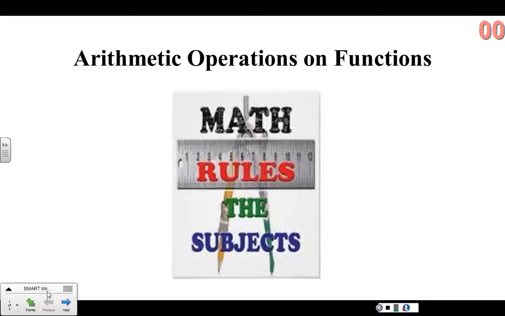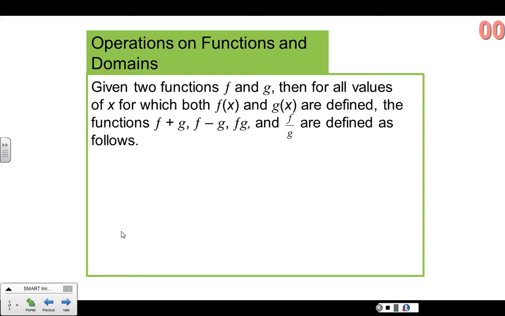In this video, we're going to talk about doing arithmetic operations on functions. Operations on functions and domains. Given two functions, f and g, or f of x and g of x, then for all values of x for which both f of x and g of x are defined, the functions f plus g, f minus g, f times g, and f divided by g are defined as follows.